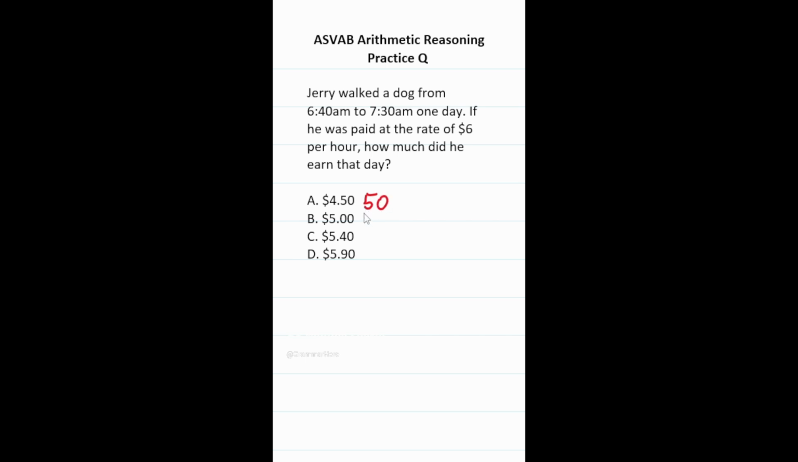That's 50 minutes out of 60 minutes. In other words, if we cross out those corresponding zeros, he worked for 5/6 of an hour. We know he gets paid $6 an hour. So if we multiply this by 6, we'll figure out how much he made that day. This is very easy to do.